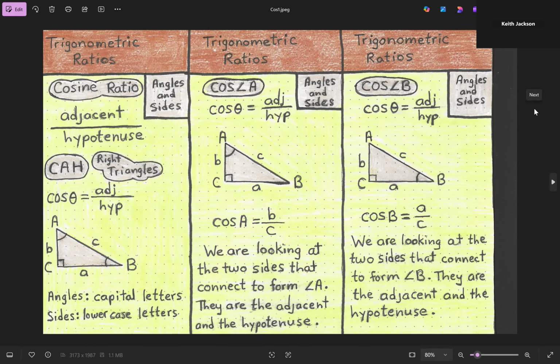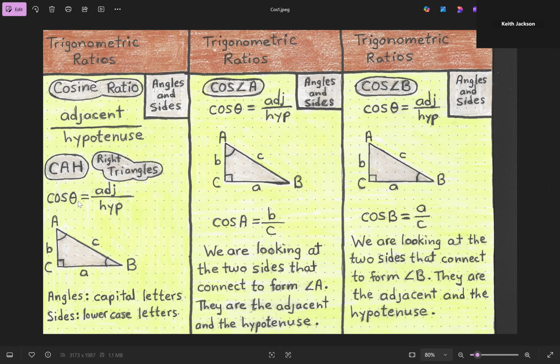In this video, we're going to be working on trigonometric ratios. It sounds a little scary, but it's pretty easy once you get used to it. The trigonometric ratios basically deal with right triangles and their angles and sides. Those trigonometric ratios are the tangent ratio, the sine ratio, and today we're going to work on the cosine ratio.